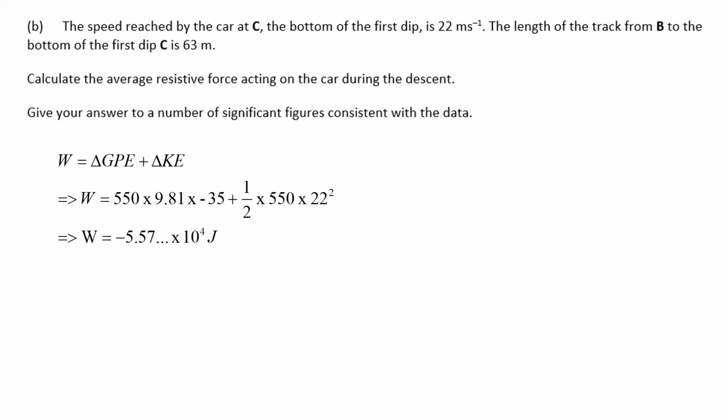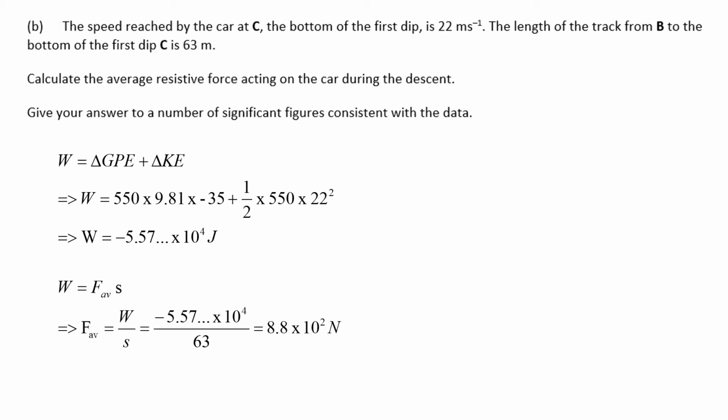I'm going to use the same process again. This time we've got two forms of energy changing. We've got work done by a resistive force, but we've got GP that's decreasing as it's going down the hill, and we've got kinetic energy that's increasing because it's accelerating. The first thing I'm going to do is calculate the work done by the resistive force. Change in GP is a negative number because it's decreasing. Change in kinetic energy is a positive number because it's going from 0 up to that value. So that's the work done.